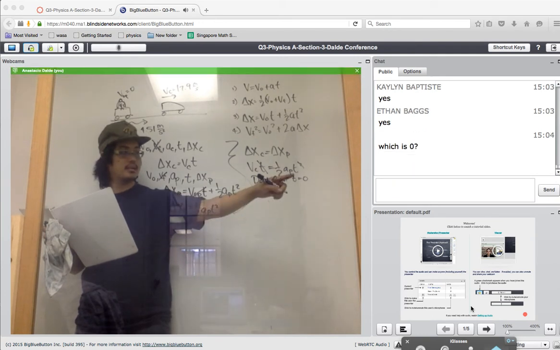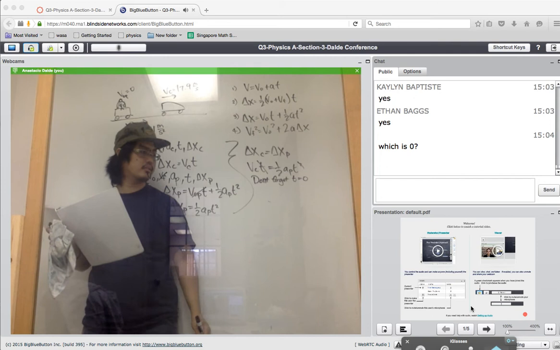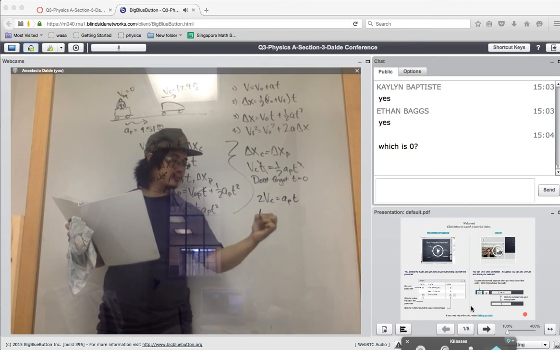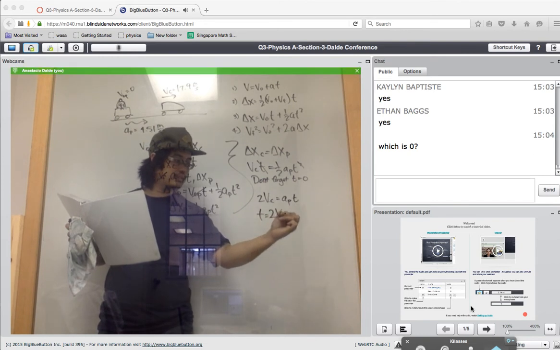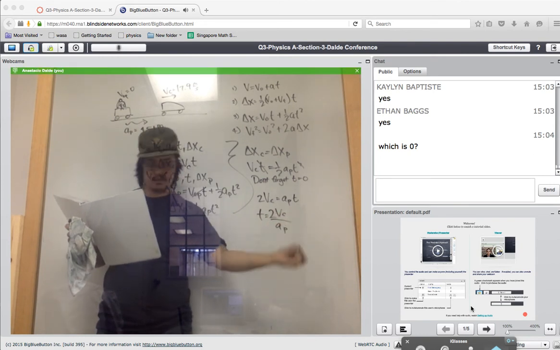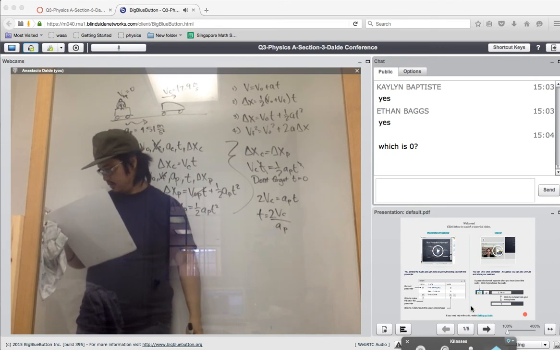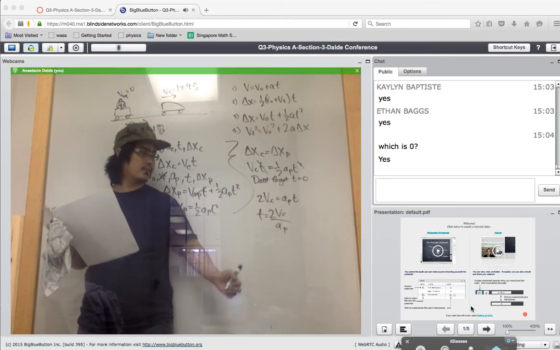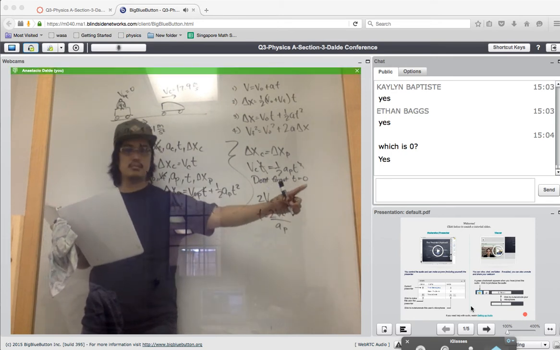But let's solve for t over here. 2v_c is equal to a_p times t. t is equal to 2v_c over a_p. Are we cool? Oh, I'm sorry. Don't forget t is equal to 0. That's what it says.